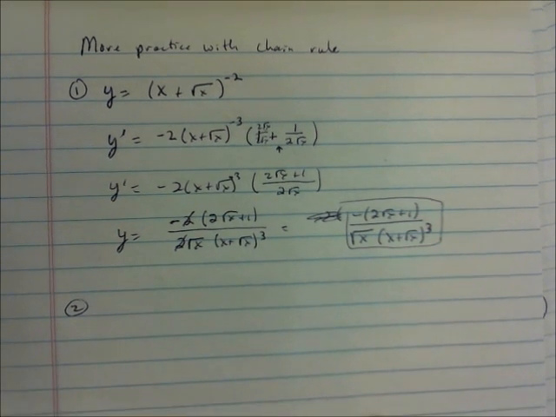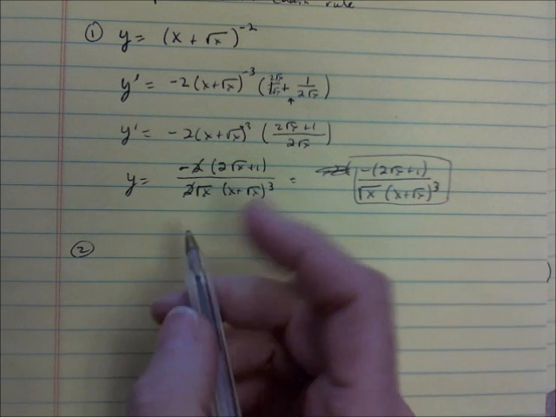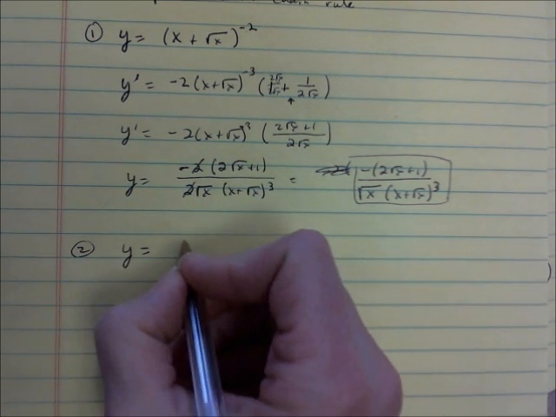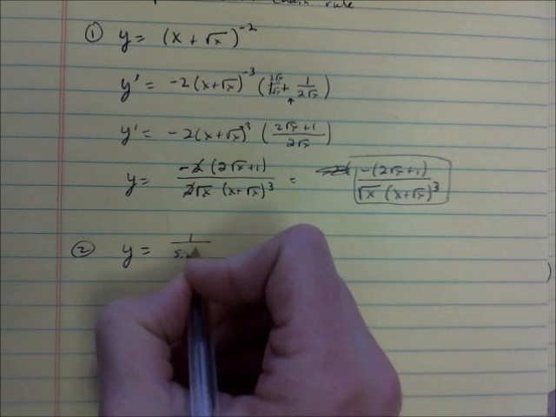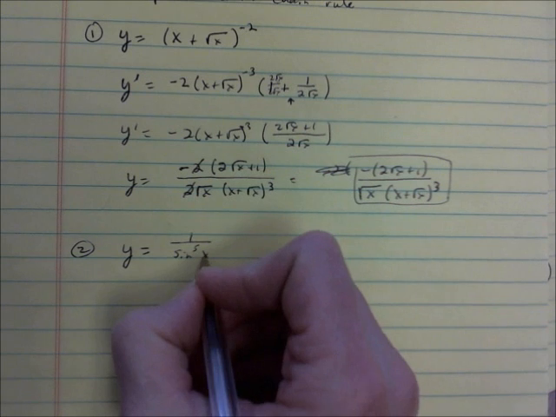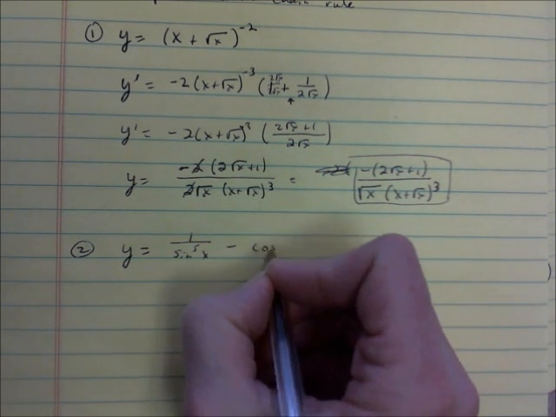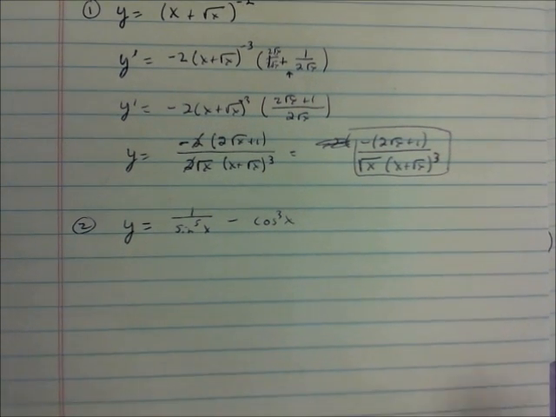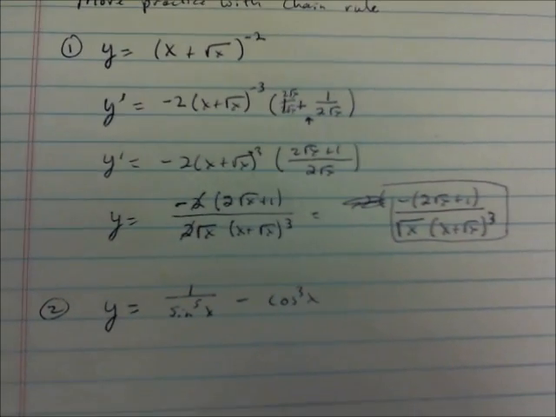Number 2, let's try y is equal to 1 over the sine 5th, not sine squared, but sine 5th of x, minus cosine cubed of x. Let's find y prime. So shut the video off. I'll zoom in a little bit.